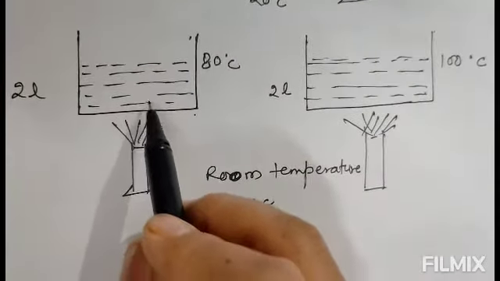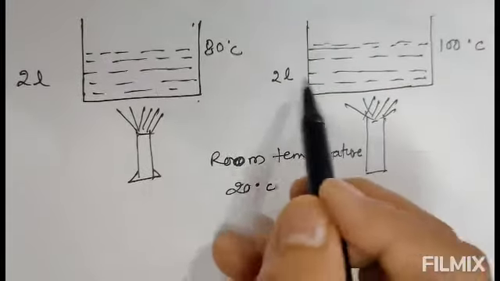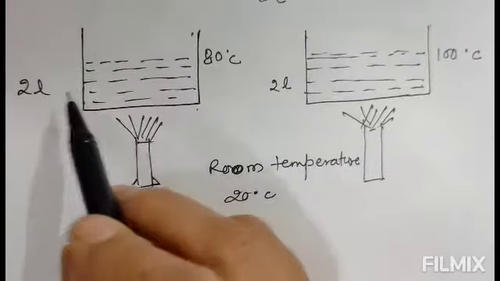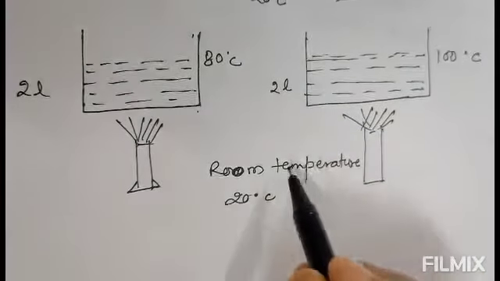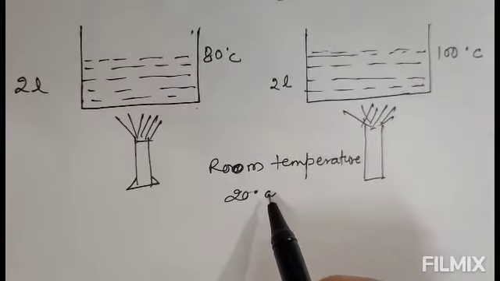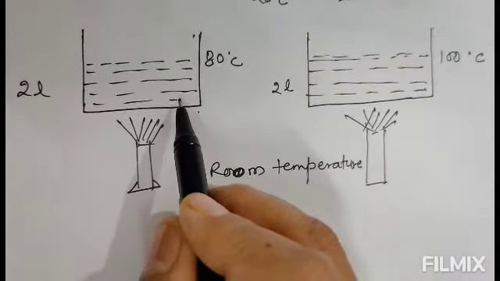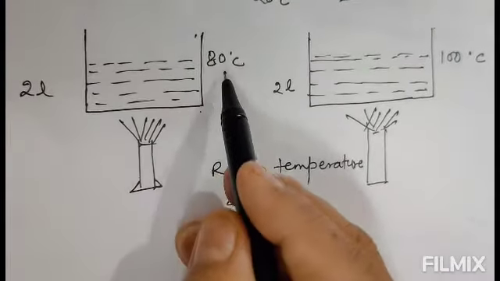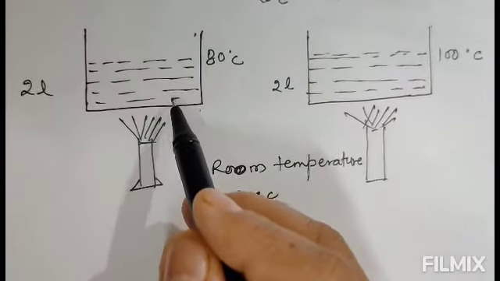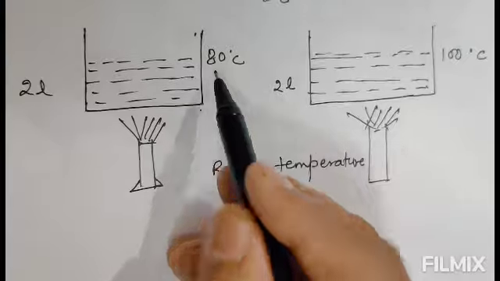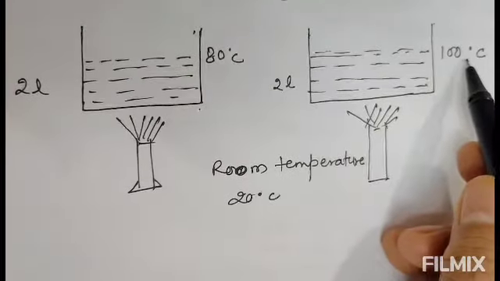We will take again the same identical container, but this time we have taken the same amount of water, you can say 2 liter and here also 2 liter. The room temperature is 20 degrees Celsius. Now the first container we have to raise to 80 degrees Celsius, means we have to raise the temperature of the water in the first container to 80 degrees Celsius. But in the second container we have to raise the temperature up to 100 degrees Celsius.